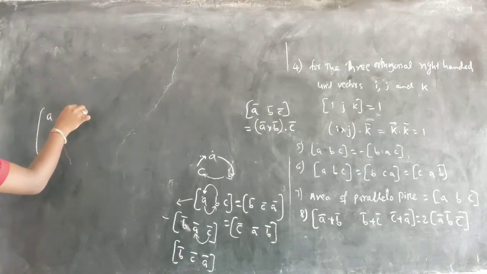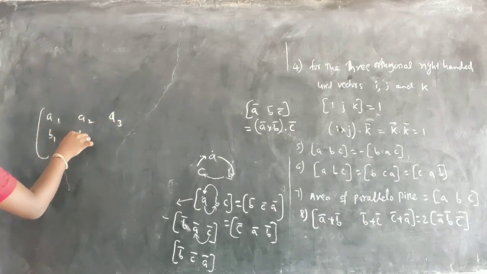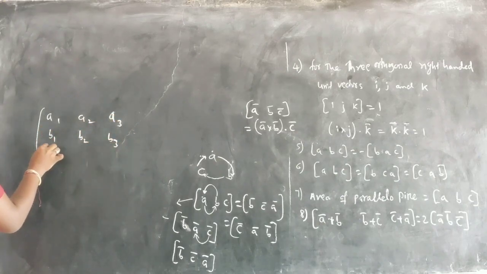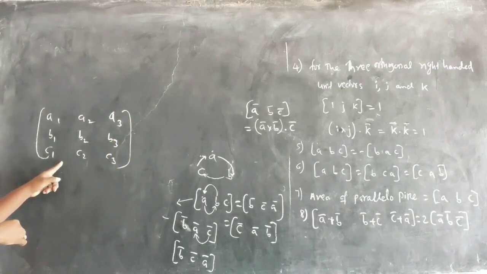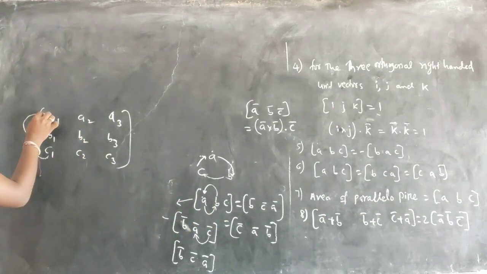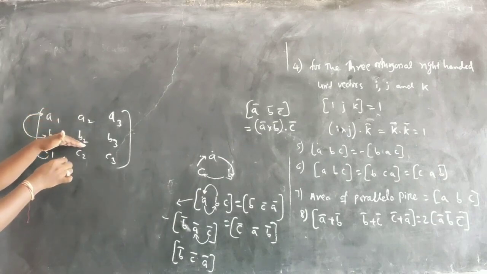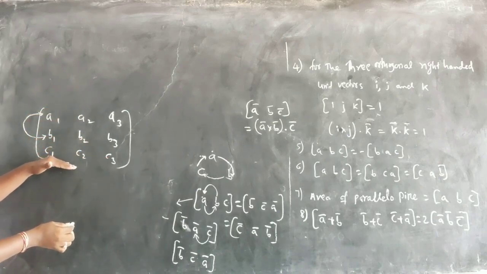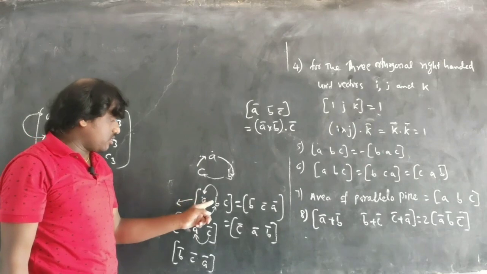You have A1, A2, A3. B1, B2, B3. C1, C2, C3. When this is the matrix and you change row 1 as row 2, row 2 as row 1, whenever you change one row up and one row down, you get negative. Again you change this one up and this one down, twice, negative into negative is positive. That is what I want to say here.